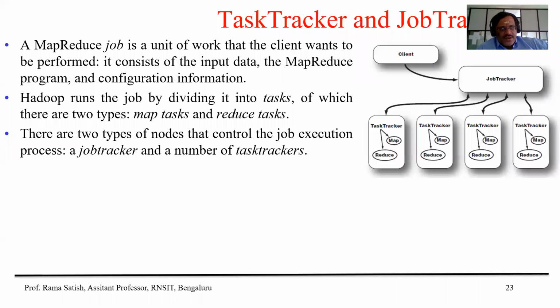So there are two types of nodes to control this job execution. One is the job tracker and the other is the task tracker. Now the job tracker works in the name node. The task tracker works on the system where the actual data is present. That means it is in the data nodes. So data node is where your data is present. There, the task tracker is going to work, monitor, and give the result back to the job tracker.